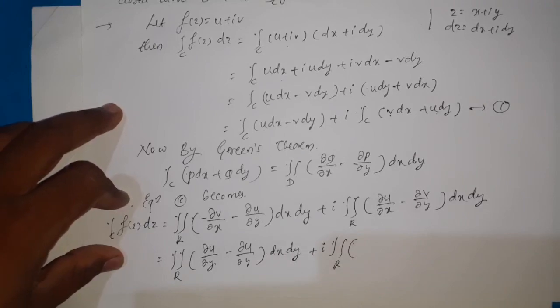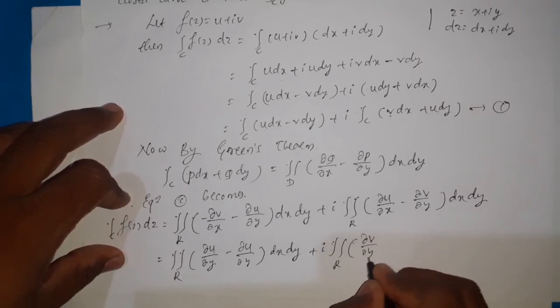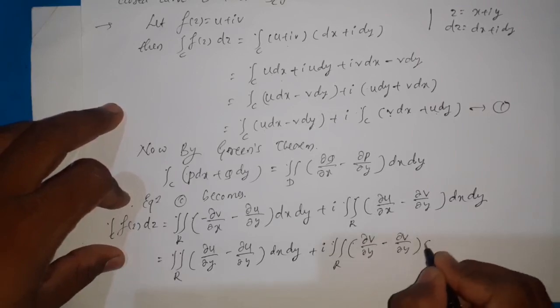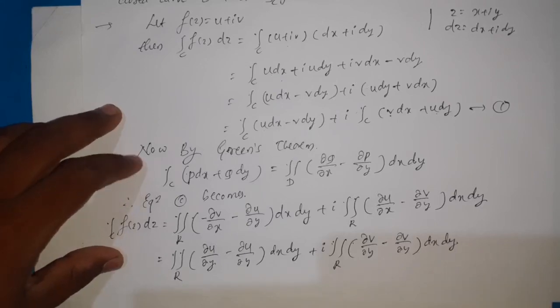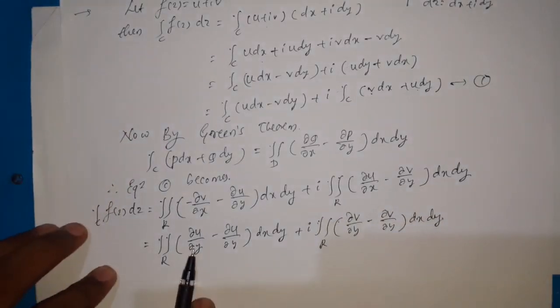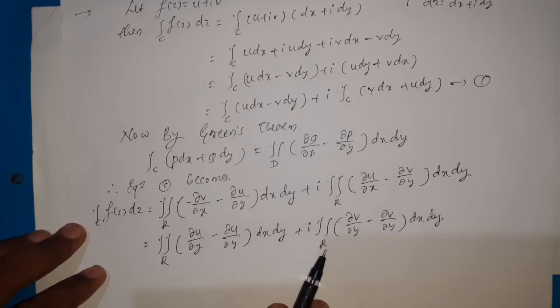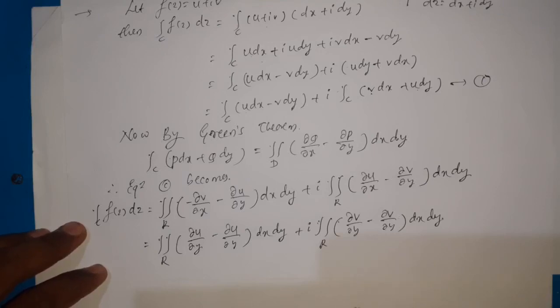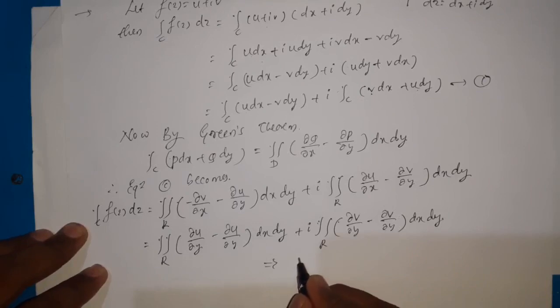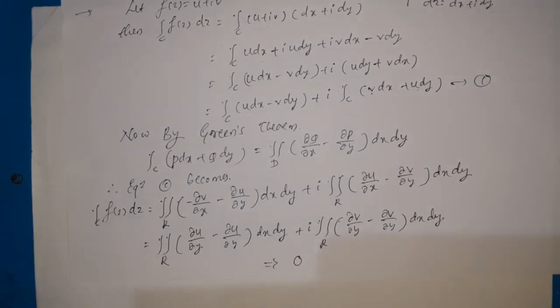Here dou u by dou x is equal to dou v by dou y, minus dou v by dou y dx dy. Now here dou u by dou y minus dou u by dou y is equal to 0, plus i into double integration over R dou v by dou y minus dou v by dou y, that is also 0. So it implies that the total becomes 0, because both the integrals are equal to 0, hence the total value of that integral is equal to 0.